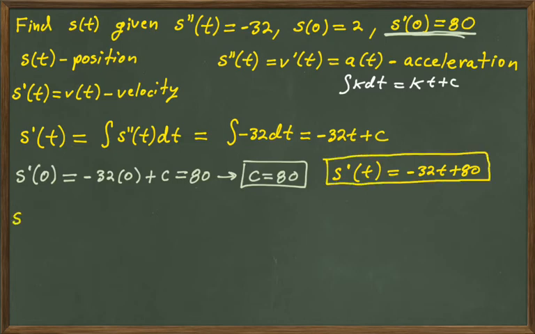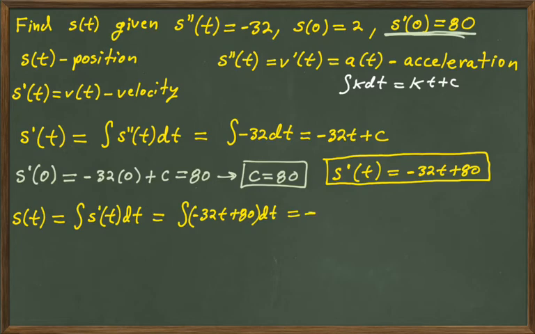All right. Now, if we want to find the position, we'd have to find the integral of the velocity, or the antiderivative of the velocity, which is s prime of t. So we're going to find the antiderivative of negative 32t plus 80 dt. So it's going to be negative 16t squared plus 80t. And then we get a new constant of integration.